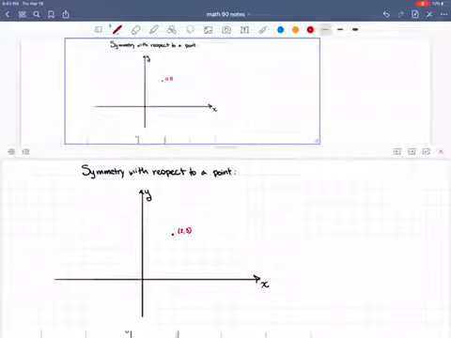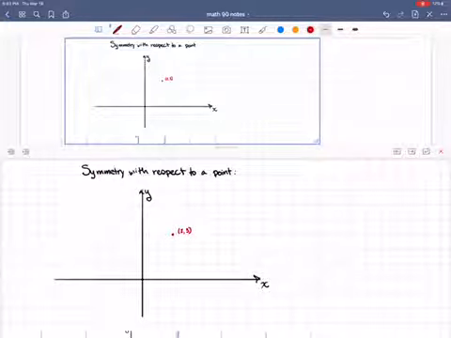Hi again, everybody. So this is the second of a 3-lesson series on symmetry. And in this lesson, we're going to be discussing symmetry with respect to a point. So just like in the previous lesson where we talked about symmetry with respect to a line, we're going to start with kind of a basic understanding of what it means to be symmetric with respect to a point.